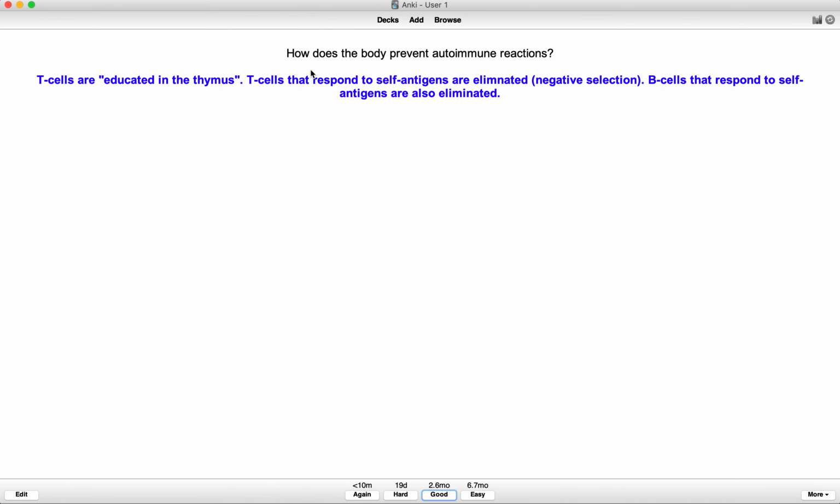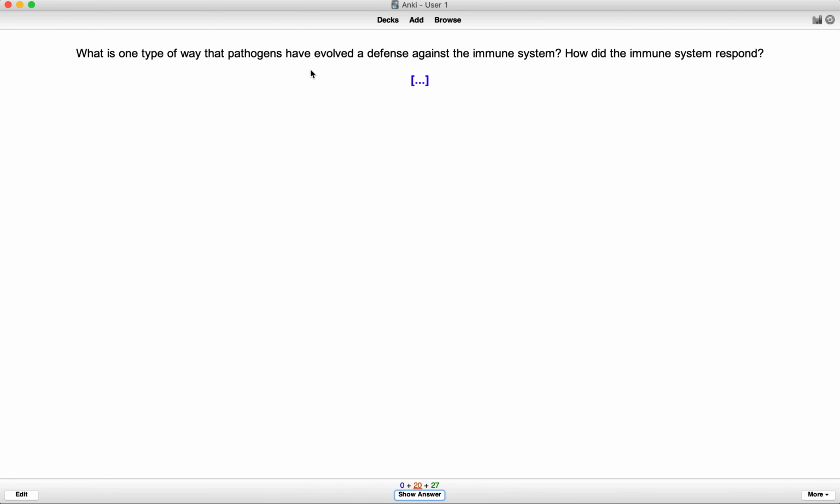T cells are educated in the thymus. T cells that respond to self-antigens are eliminated through negative selection. B cells that respond to self-antigens are eliminated too. What is one way that pathogens have evolved a defense against immune systems?